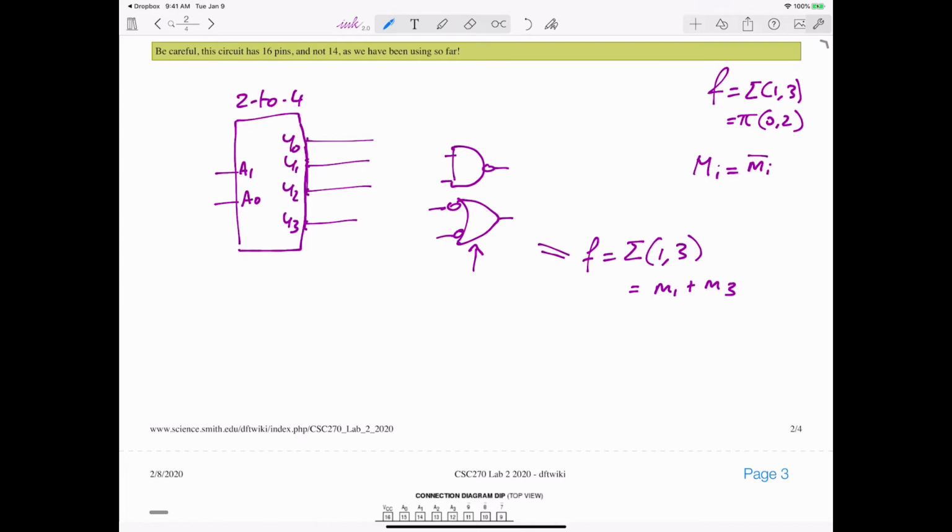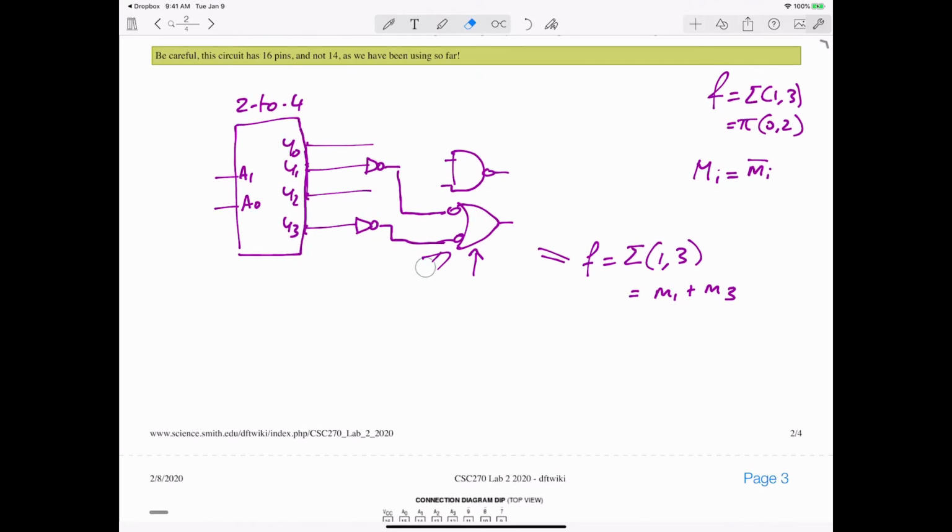So if I take minterm 1, invert it, pass it here, and minterm 3, invert it, pass it there, these inversions here are going to cancel each other out. And therefore, I'm going to have implemented my function F using an AND and two inverters, and it can be also an AND there.